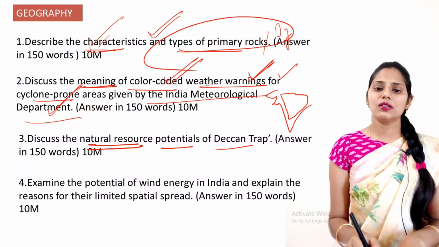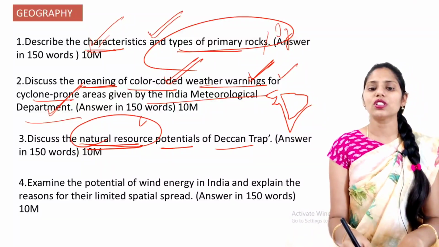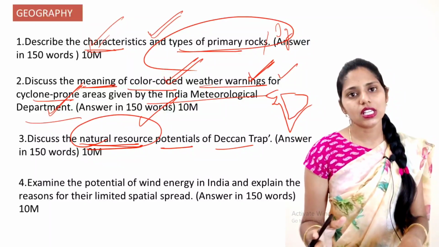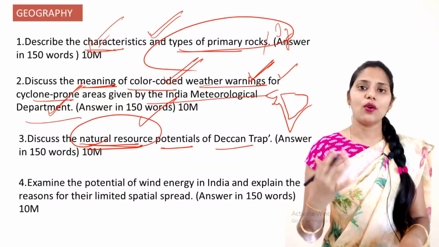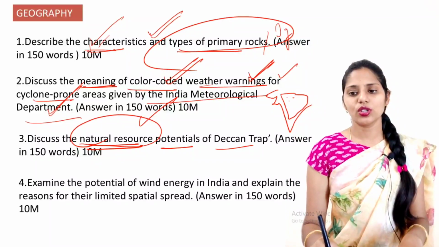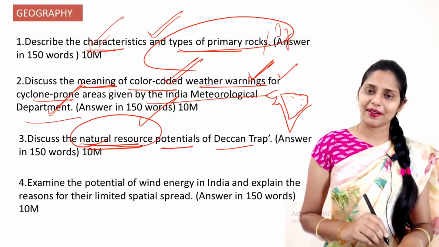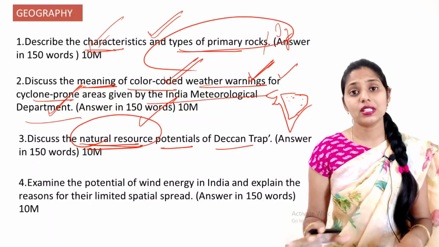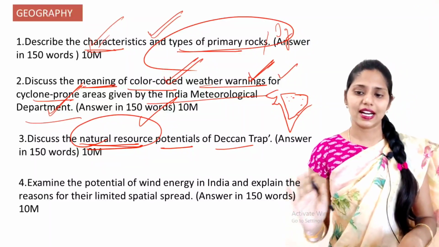This question demanded what natural resources we can see. In this area we have iron deposits, coal deposits, mica, etc., and you have to show the locations where these deposits are. So that's it. It's a very simple question, directly from your NCERT.